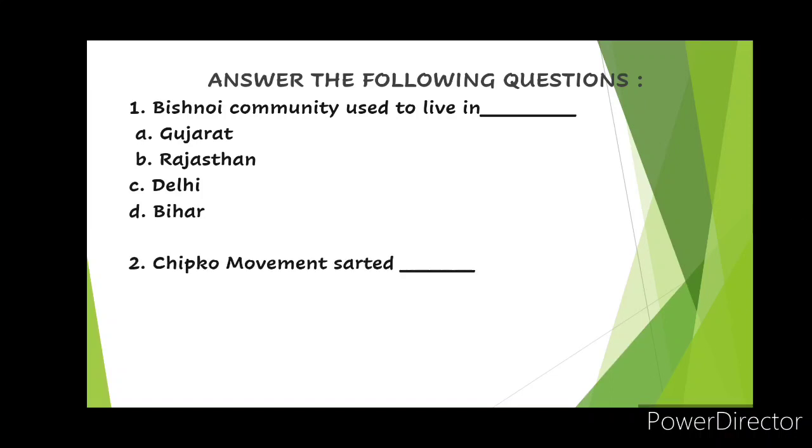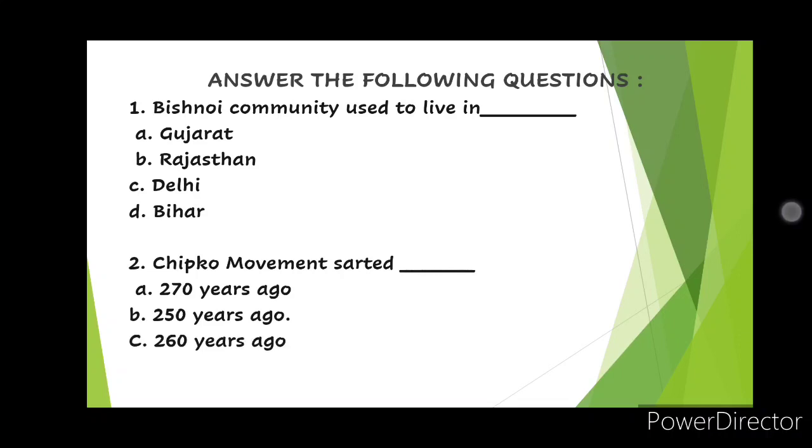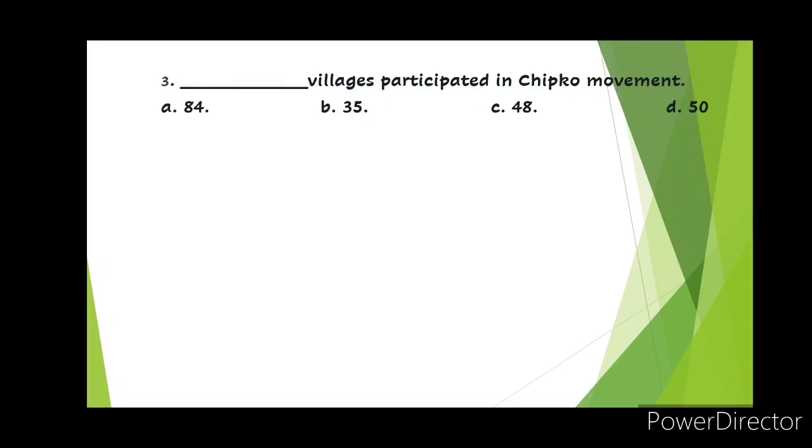The next question: when did the Chipko movement start? 270 years ago, 250 years ago, 260 years ago, or 275 years ago. Which is the correct option? You have to write it down. Let's see the next question. How many villages participated in the Chipko movement? 84 villages, 35 villages, 48 villages, or 50 villages. Which one is the right one? You have to write down the answer.